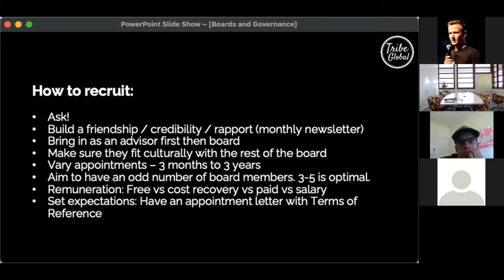And the other one here is about how you pay. In the early stages, or if you're running a not-for-profit or a social enterprise, your board members might volunteer their time for free.